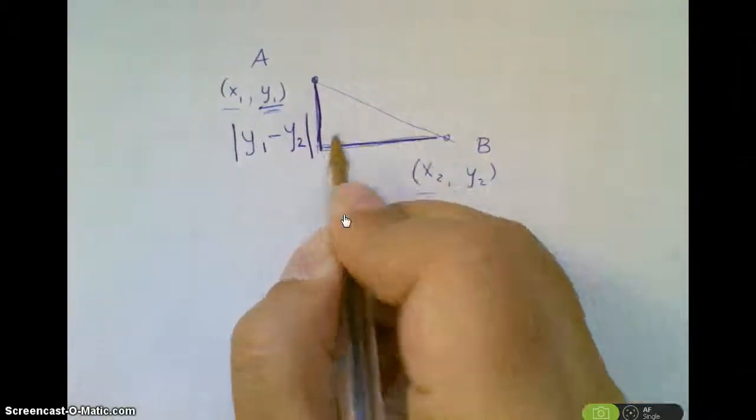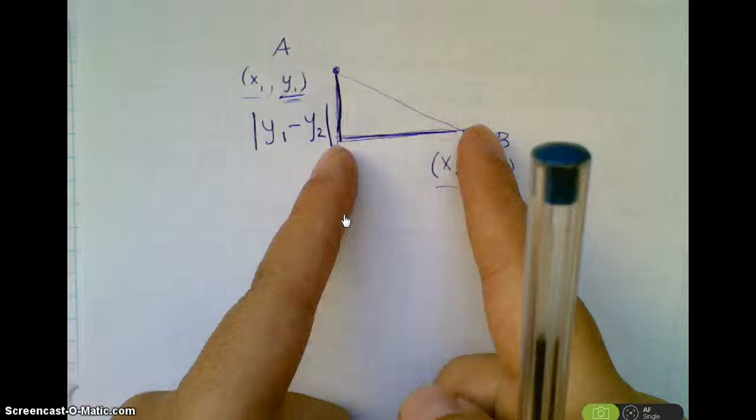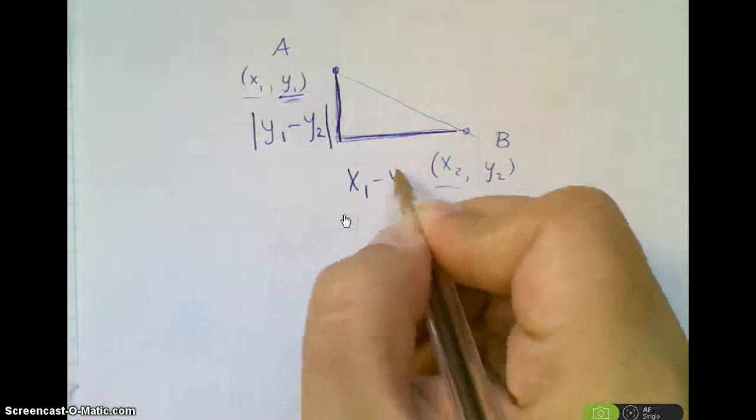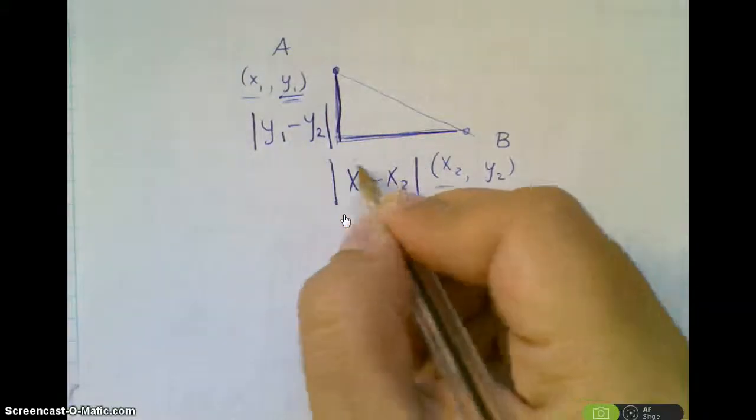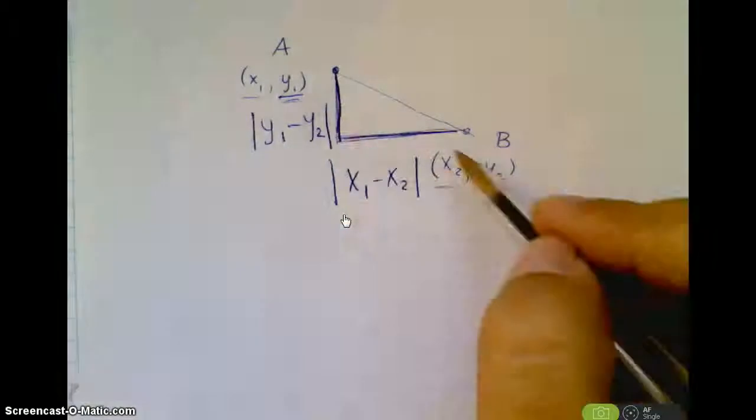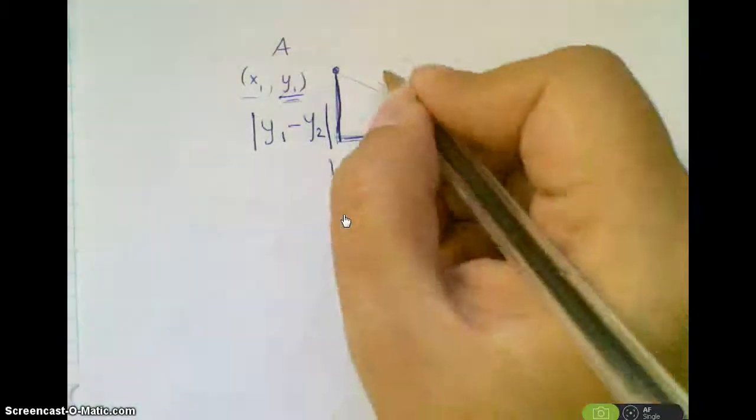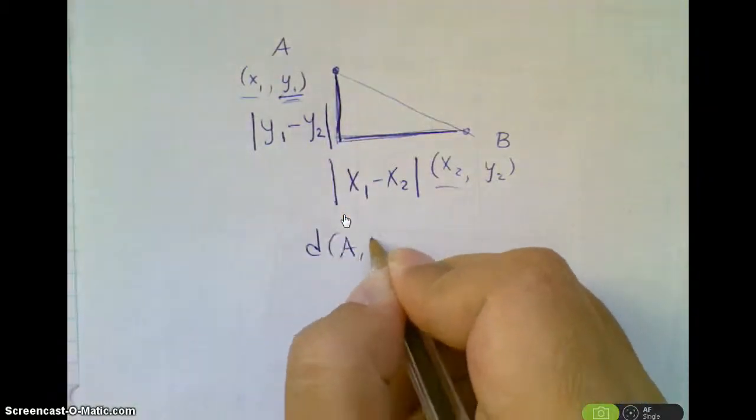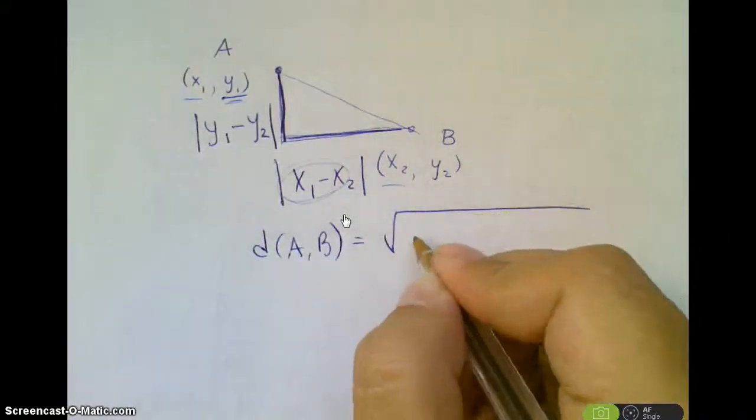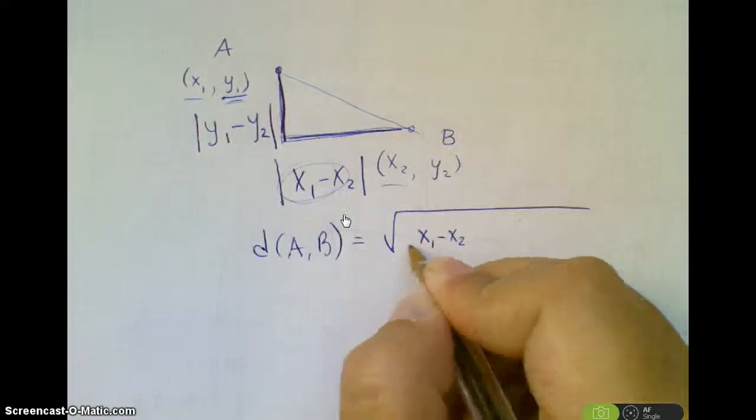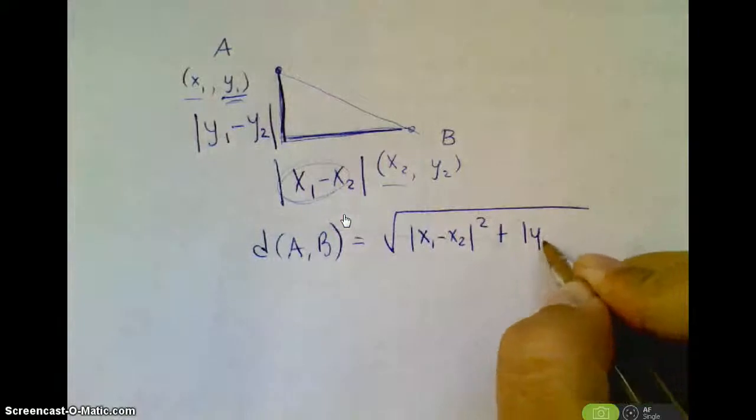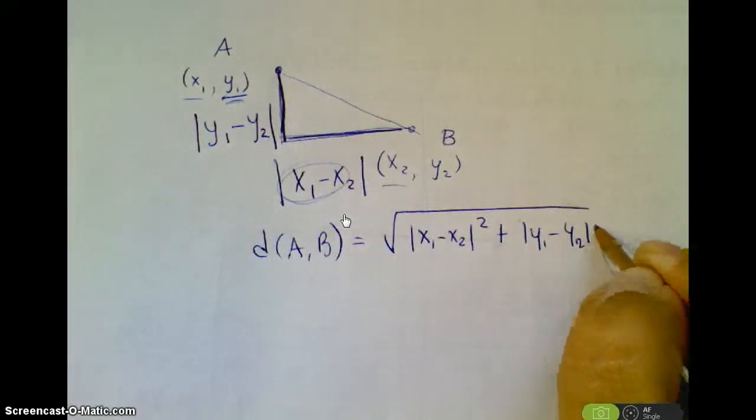So the same idea here. How do I find how far away A and B are? Well, this is just the difference of the x coordinates. So x1 minus x2. But I'm going to take the absolute value of it because I want this difference to always be positive. And it may or may not be the case depending on the coordinates of A and B. So the distance between A and B will be the square root of the difference of the x's, x1 minus x2 squared, plus this other leg, which is the absolute value of y1 minus y2 squared.